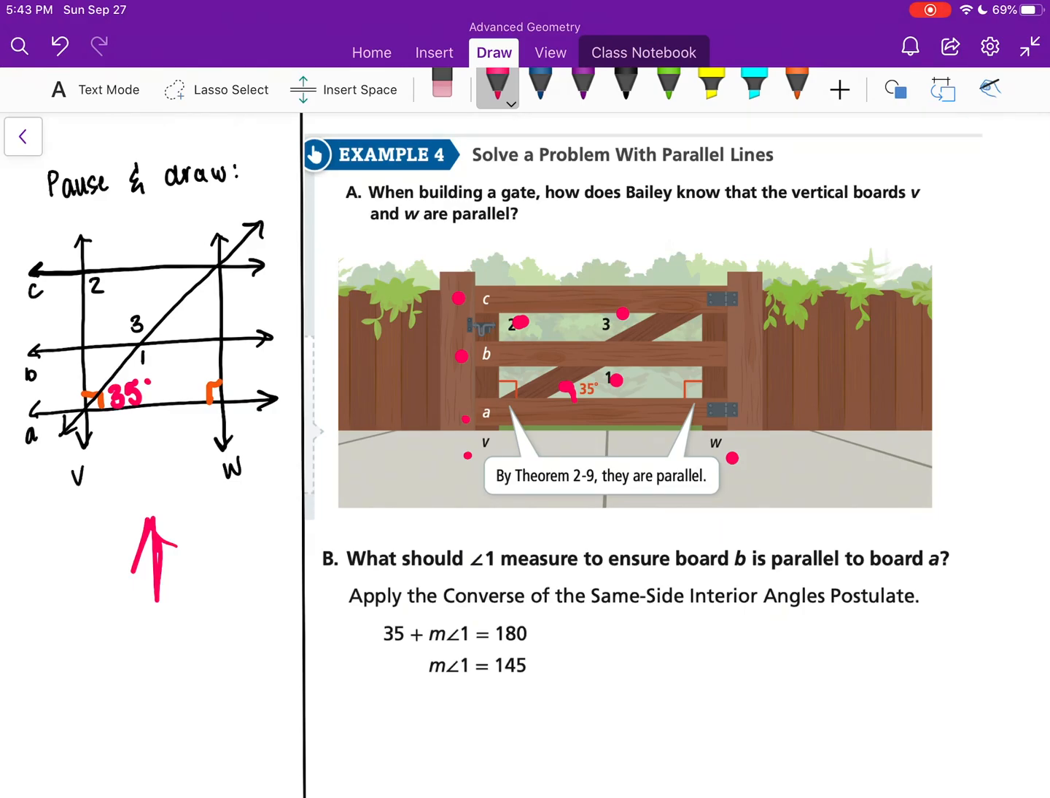And the initial example that's in our book, that's not in your workbook, says when building a gate, how does Bailey know that the vertical boards V and W are parallel? And from Theorem 2-9 that we just learned, since A and V are perpendicular and form this right angle, and W and A are also perpendicular and form that right angle, they must be parallel. So that theorem tells us that they are parallel. Check her gates. The 2 vertical boards are parallel. That's great. And now we can answer some of the questions that are in our workbook.